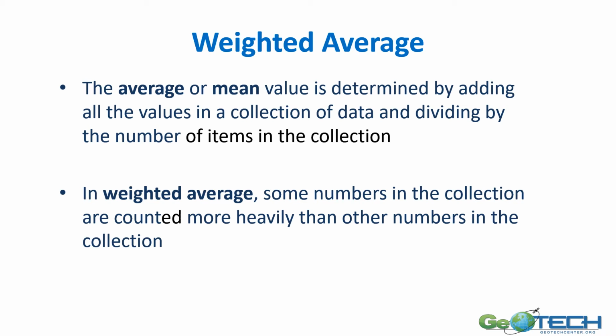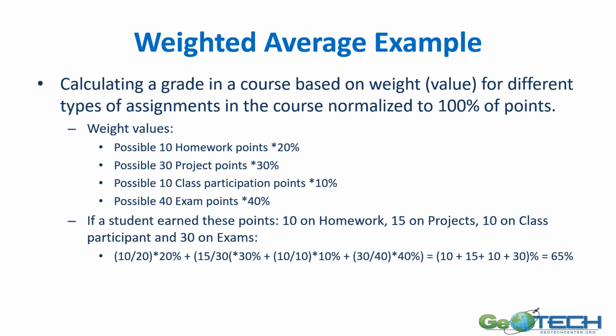Weighted average versus just average. Well, the average or mean value is just determined by adding all the values in a collection of data and dividing by the number of items or terms in that collection. In weighted average, some of the values in that collection are counted more heavily than other numbers in the collection. A little bit hard to understand, so we're going to do an example of that.